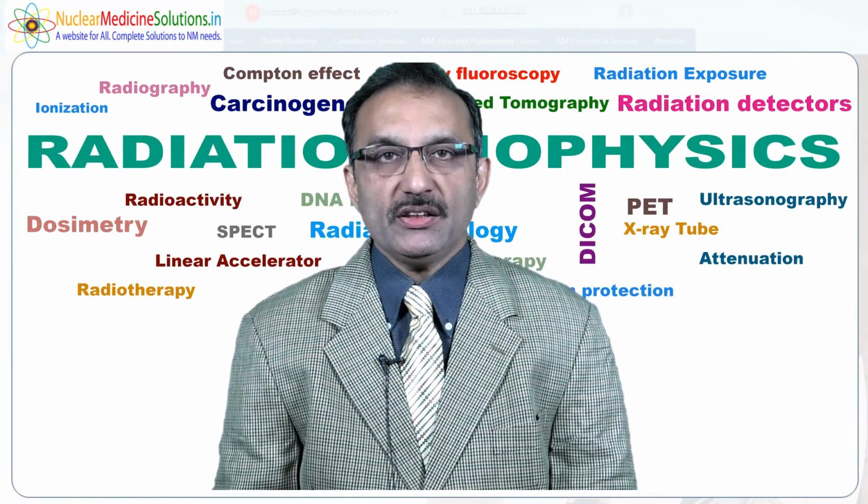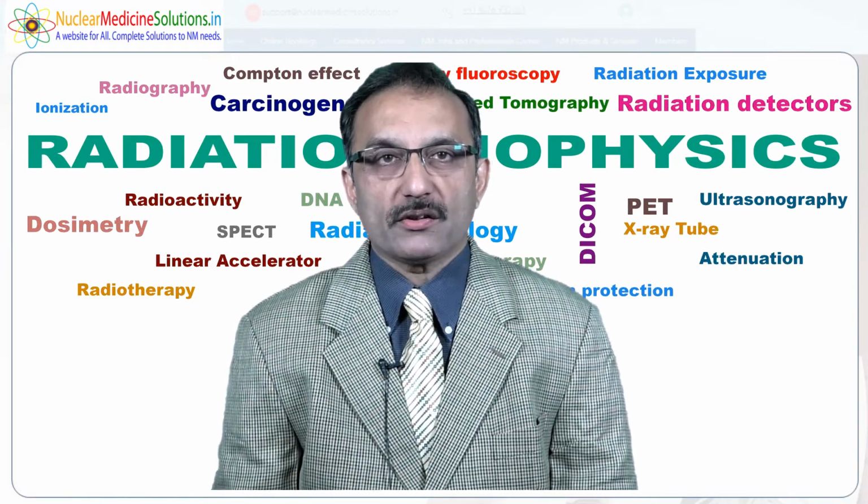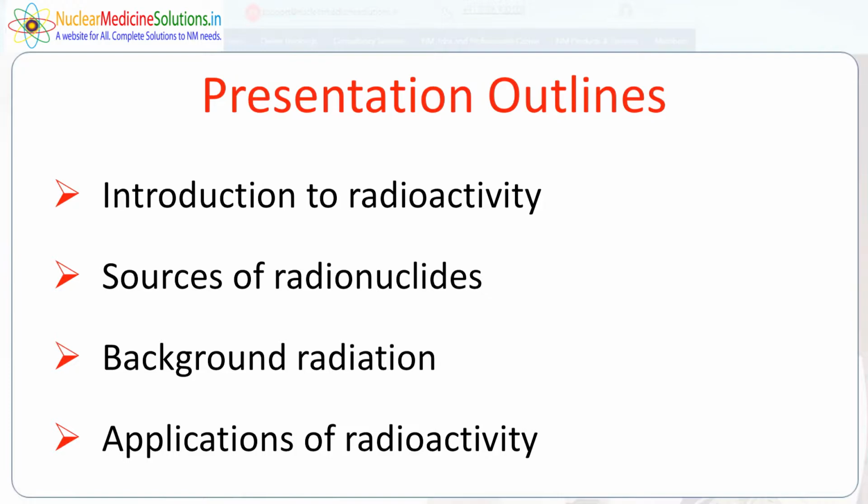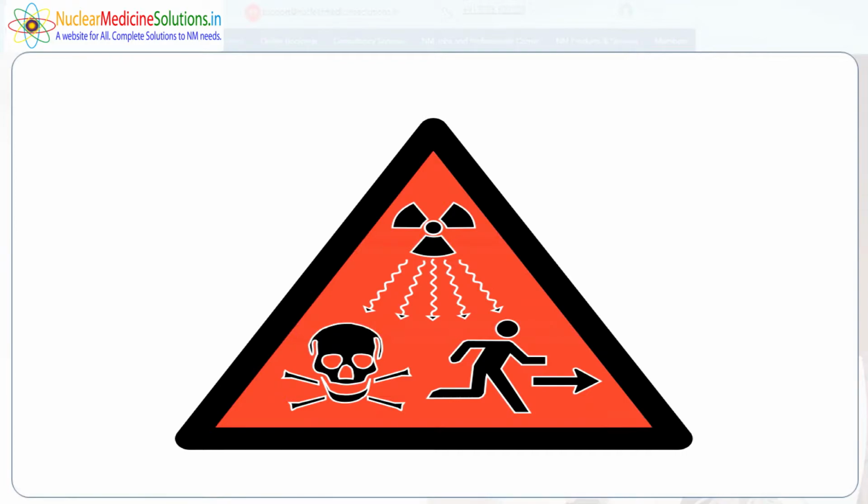My presentation on this particular topic outlines four important things. First is introduction to radioactivity, sources of radionuclides, background radiation, application of radioactivity. This is one of the important symbols which you might have come across at many places, which talks about there is radiation in hospitals, in industries. This shows that there is radiation at that particular point.